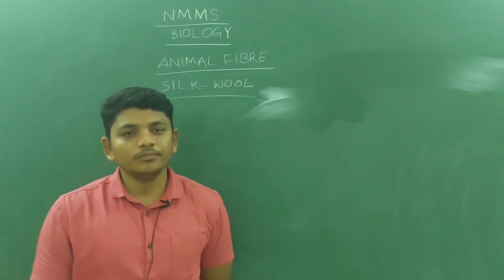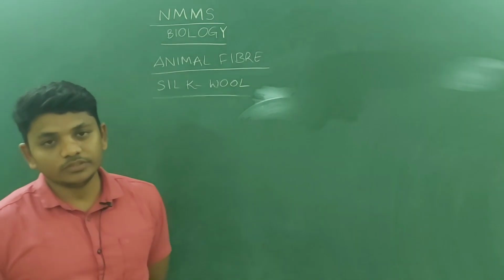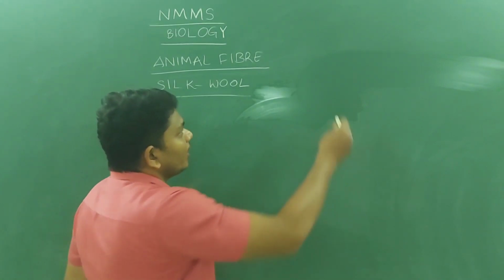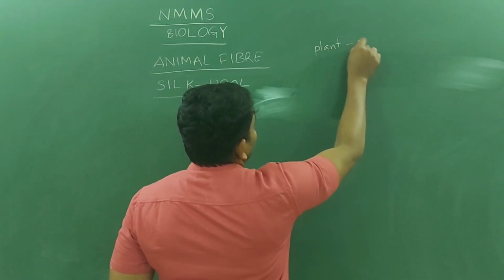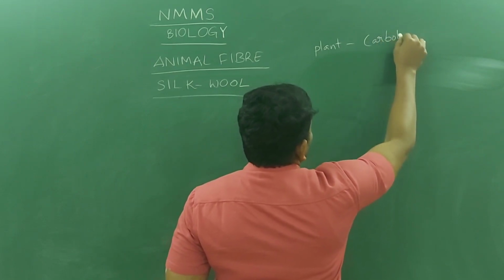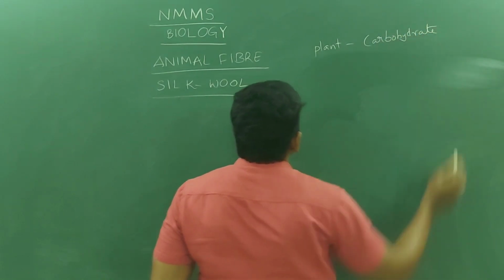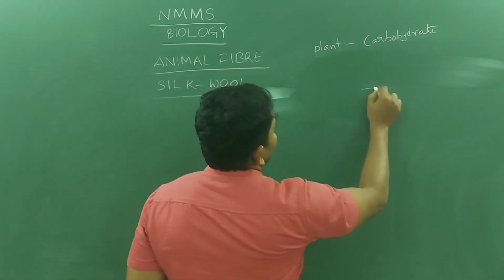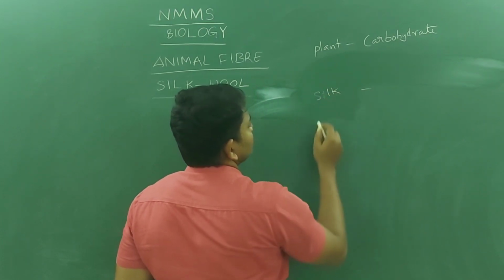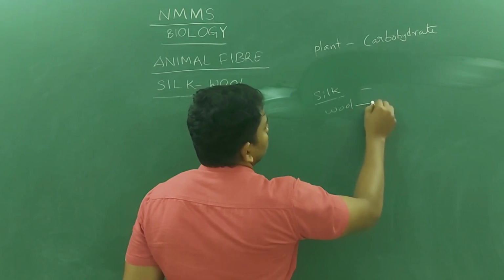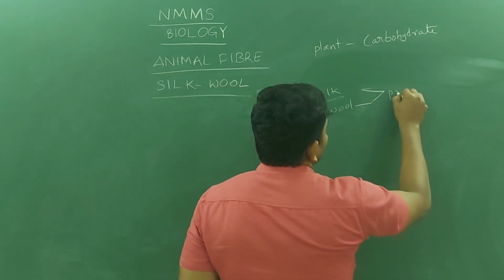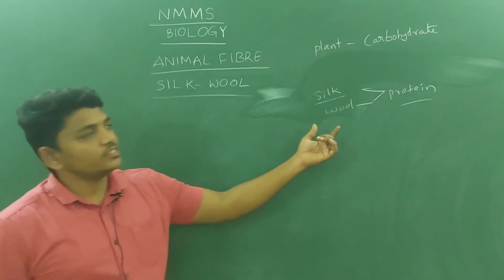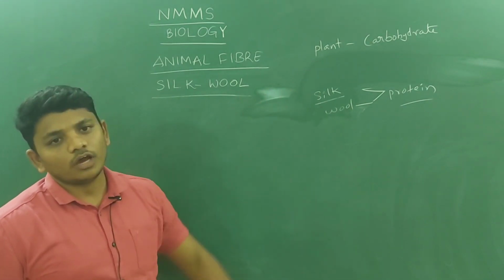Okay, good morning children. Today we will discuss animal fibers. You know, fibers are obtained from both plants and animals. In plant fibers, there is carbohydrate, whereas in animal fibers, there is a protein material, such as silk or wool. Both of these materials have protein. So in animal fibers protein is there, in plant fibers there is carbohydrate.